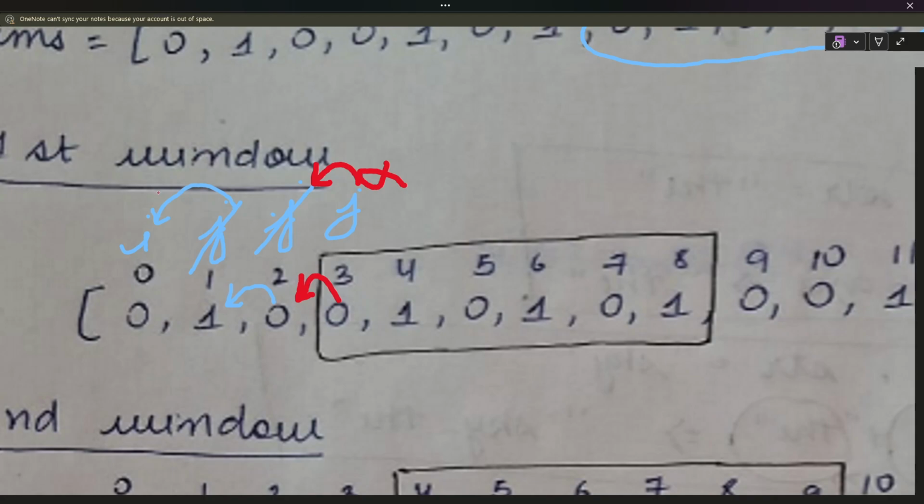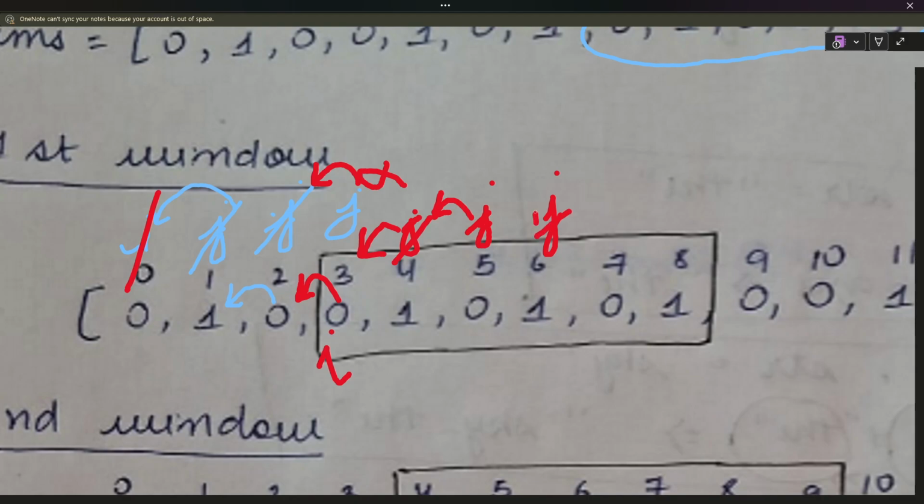So what do we do? We start i from here and we move j, so j comes here. Now we start iterating again. In this case, as you can see, it's not equal, so we move j and j comes here. Now again we check, it's not equal, so we move j, and j comes here.